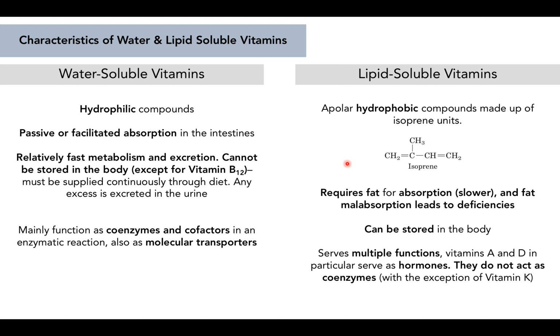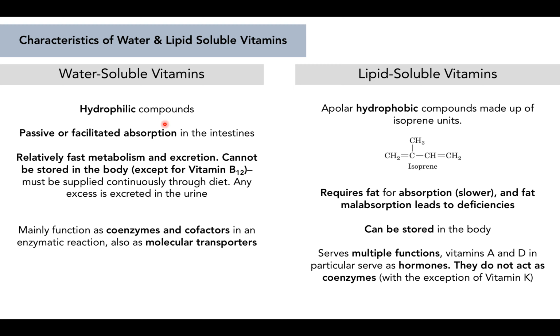Well, obviously, water-soluble vitamins are hydrophilic in nature. They like water and they tend to be very soluble in water, whereas lipid-soluble vitamins are hydrophobic. The reason for this is because they're made of isoprene units. As we can see, this is one isoprene unit. And then how are they absorbed in the body?